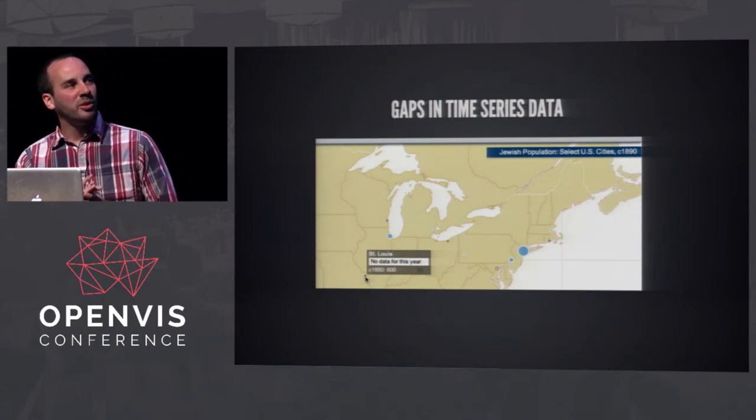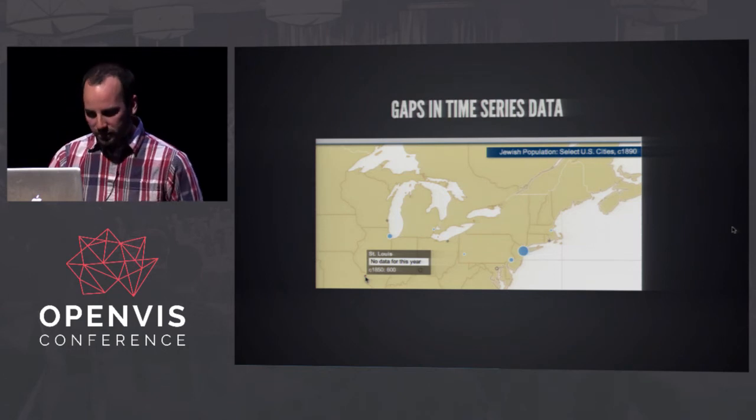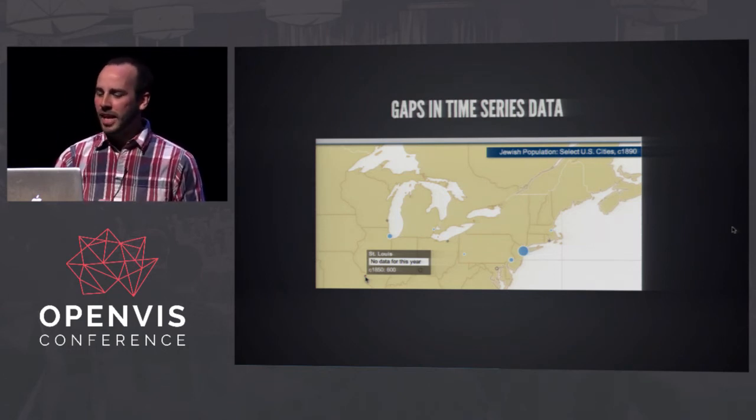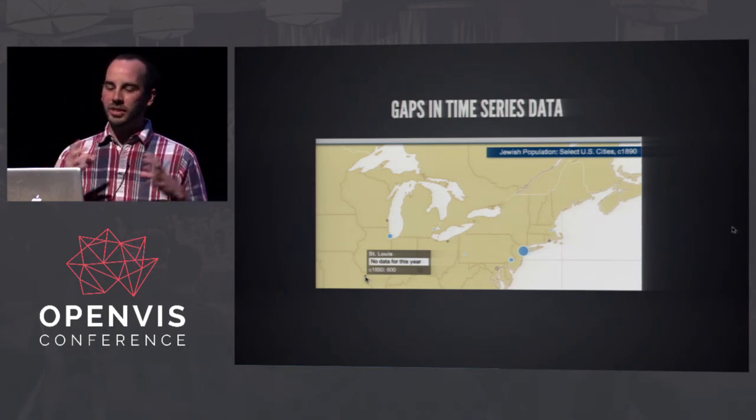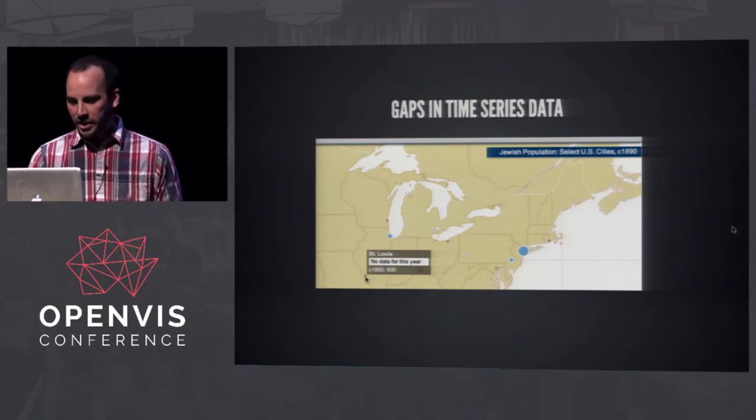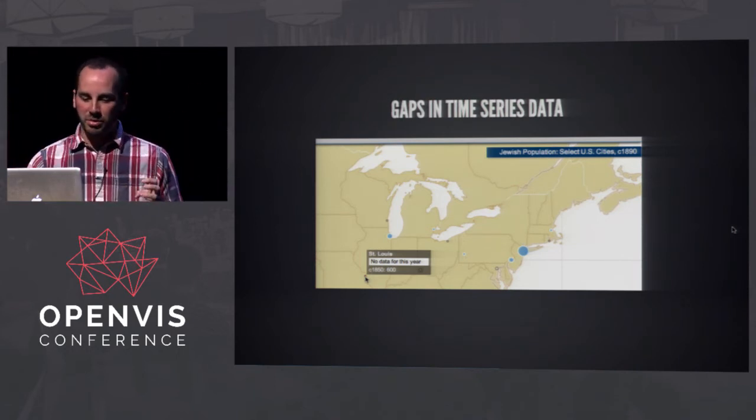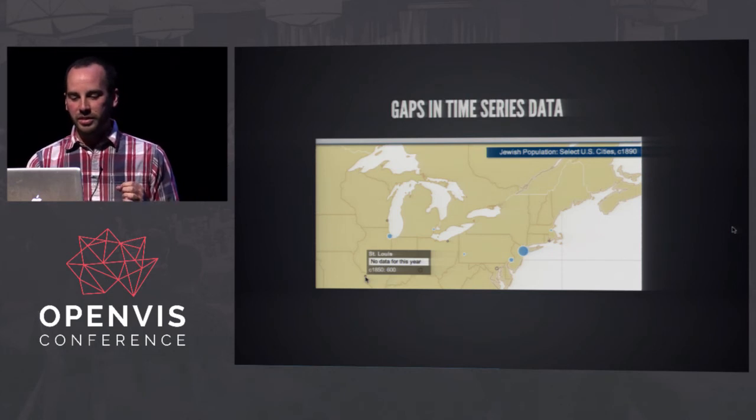This is a screenshot from an old map we did some years ago. It's probably a little hard to see, but this was an animated map of proportional symbols showing Jewish population in various U.S. cities over some time period. And it would do what you expected. The symbols would grow as the population got bigger. But we had all these years where there was missing data for certain cities.